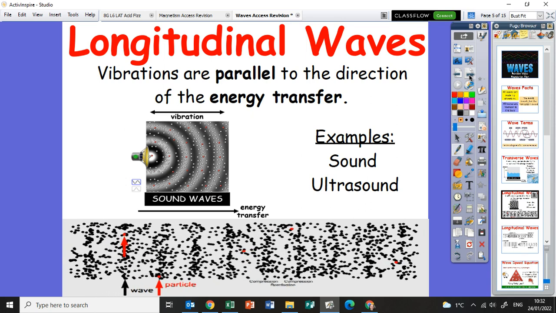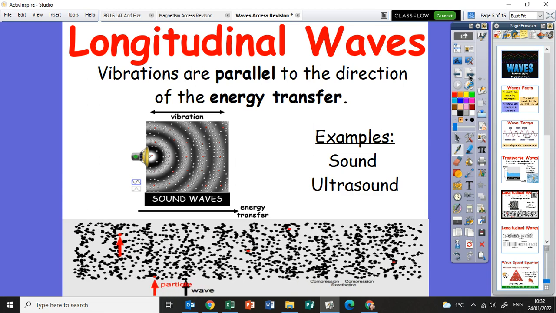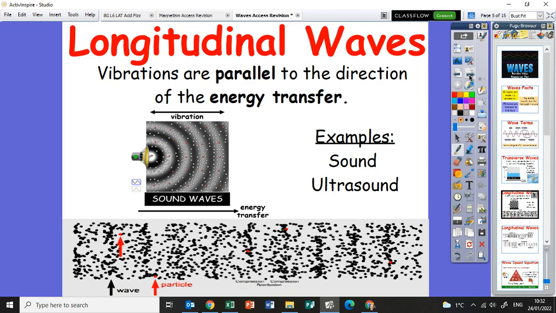Longitudinal waves have vibrations parallel to the direction of the energy transfer. There are very few examples you need to know at GCSE for this. They would be sound and ultrasound.